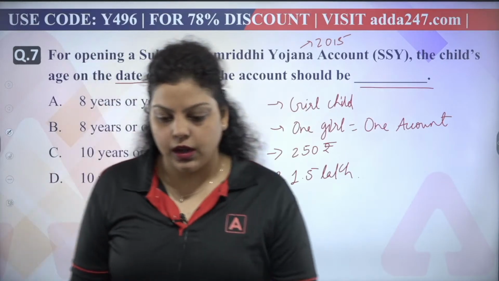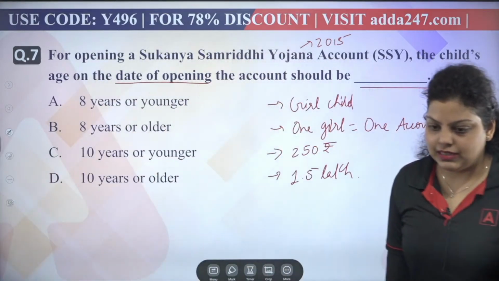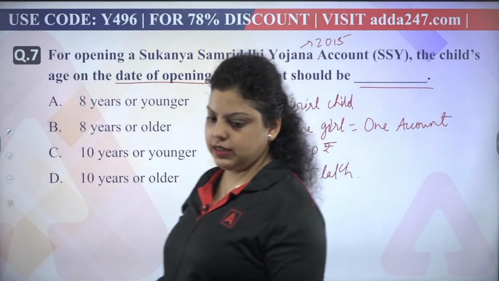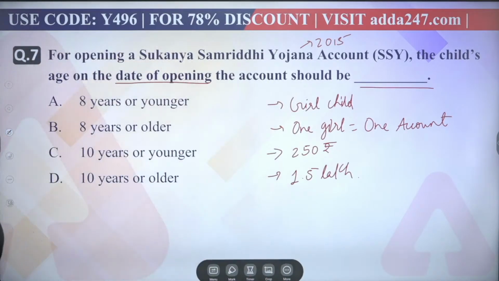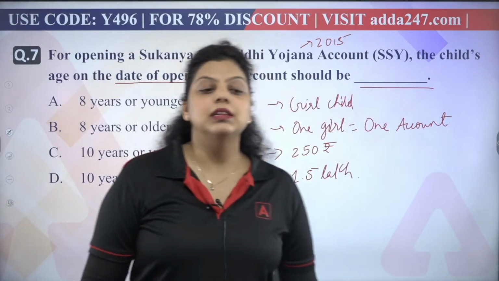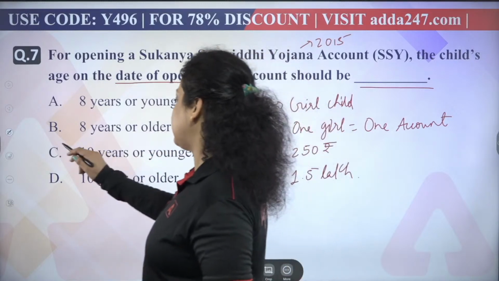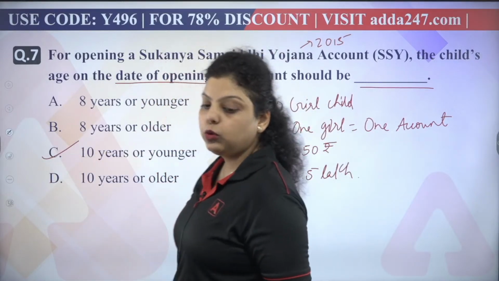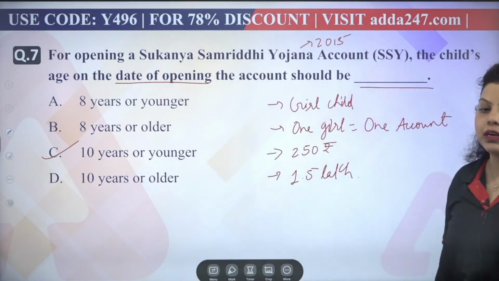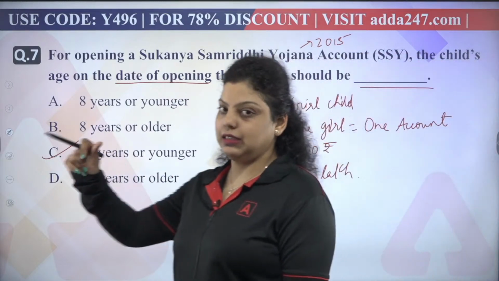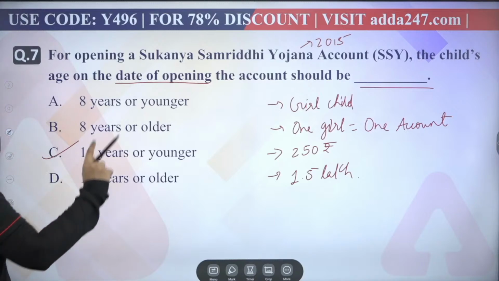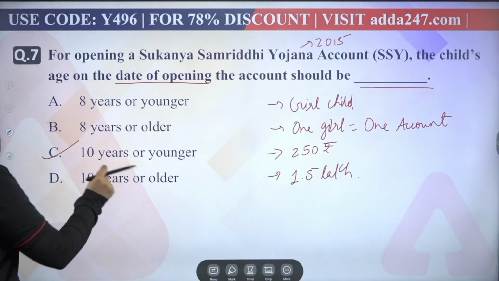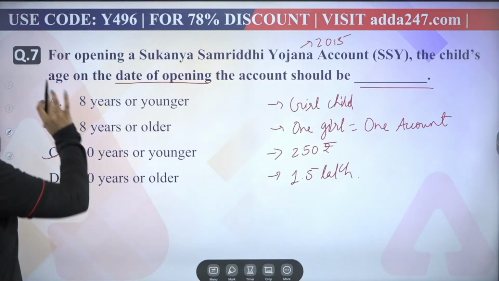Now, Bhanu is saying 7. Suman is saying C. Rajan is saying C. What about the rest? So, the girl child's age should be 10 years or younger. Up to 10 years, a girl child account can be opened under the Sukanya Samriddhi Yojana. It should be 10 or less than 10.